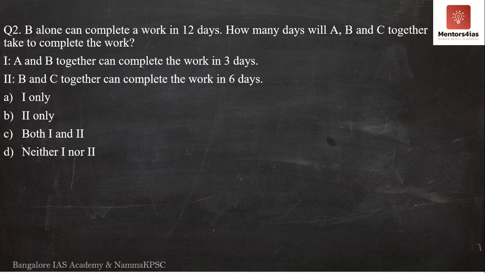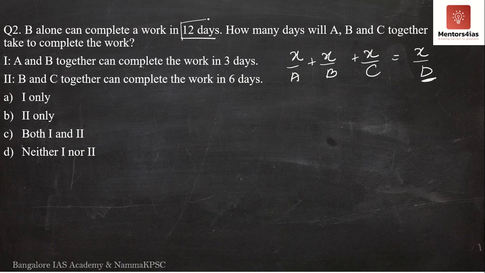Question 2. Now question 2 says B alone can complete a piece of work in 12 days. How many days will A, B and C together take to complete the entire work? So we have to find out X by A plus X by B plus X by C is equal to X by D. So I need the value for D. B's value has already been given. B is nothing but 12 days. This is already given. But we need A's value and C's value to determine D's value. So now we'll have to consider both the statements.